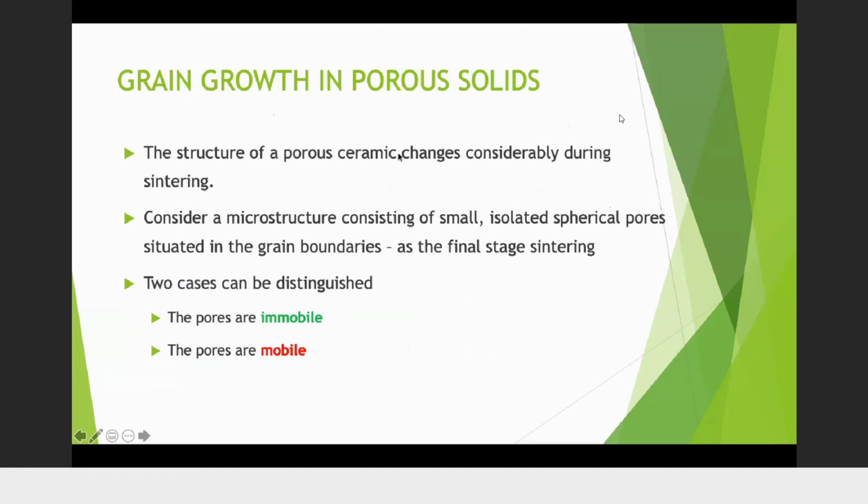So the structure in the porous ceramic changes considerably during sintering. If we want to have a porous ceramic body, consider a microstructure consisting of small isolated spherical pores situated in the grain boundaries at the final stage of sintering. In this case, we can have two cases, right? The pores are immobile, they cannot move, and the pores that can move.